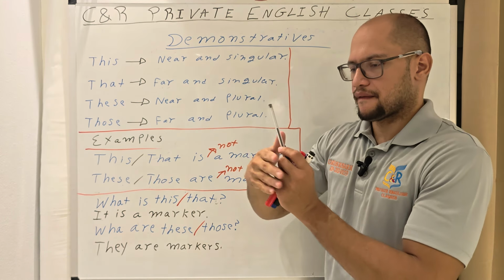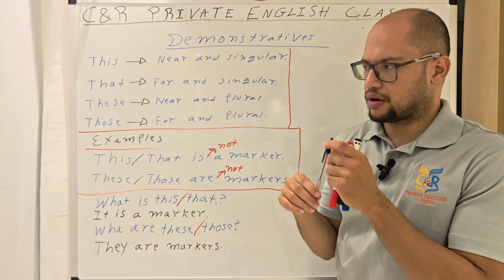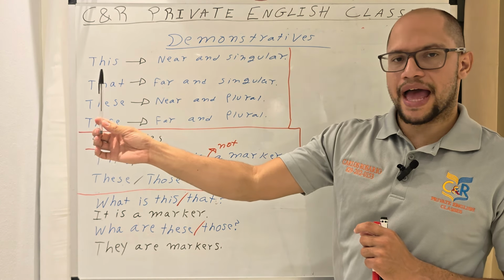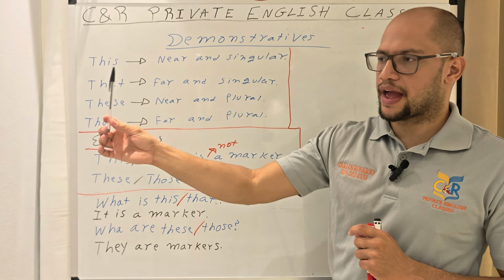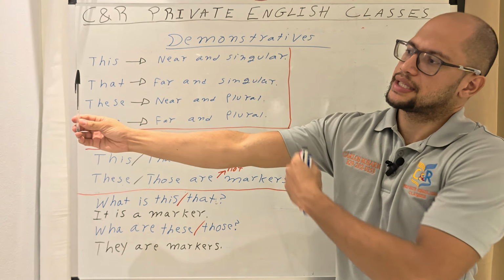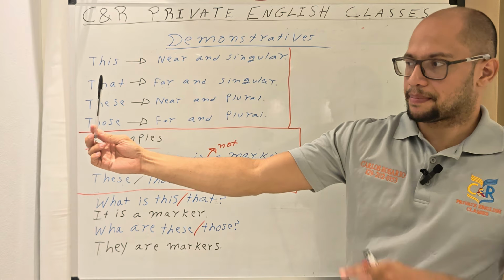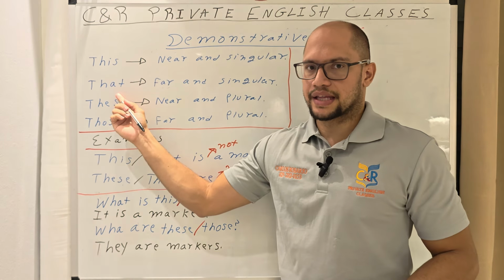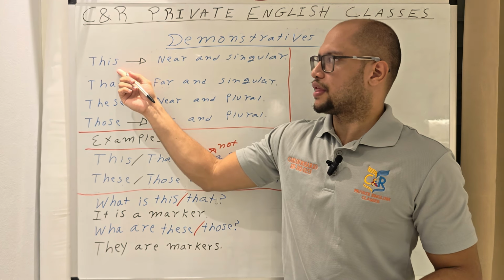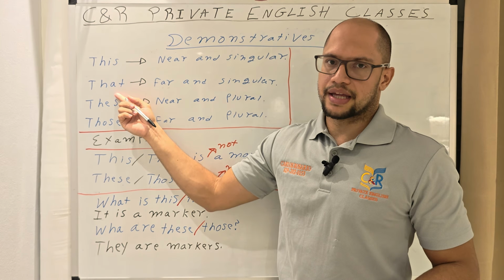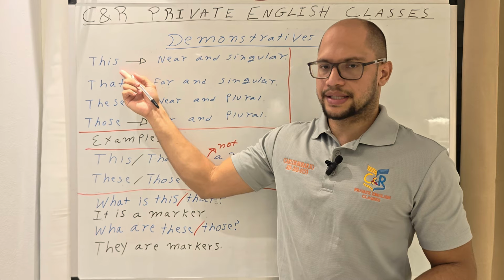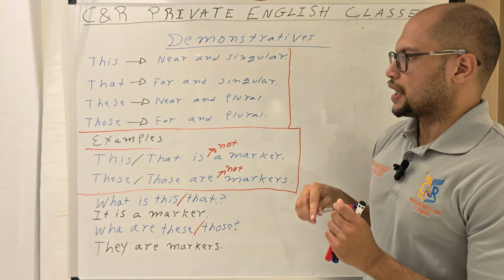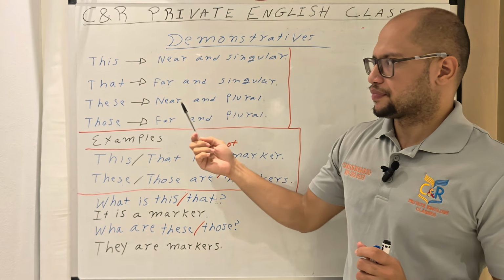Singular again, far. So this is a pen. That is a pen. Look at the distance. That is a pen. This. That. Okay.